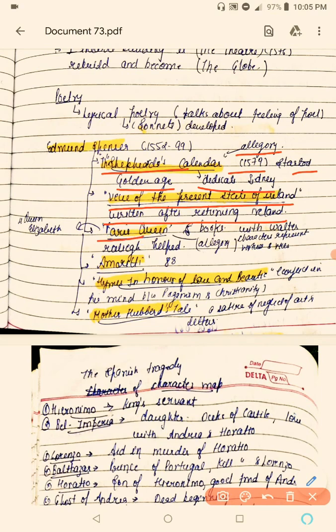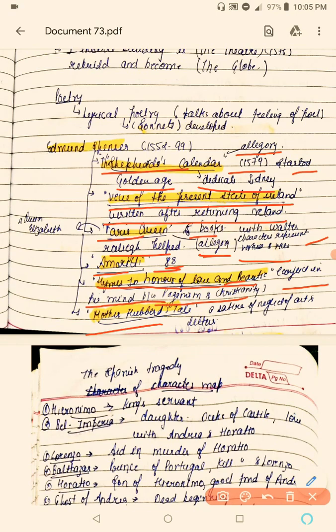Then The Faerie Queene. It was a book written with Walter Raleigh's help. It was an allegory, and the characters represent virtues and vices. Amoretti consists of 88 sonnets, hymning the honors of love and beauty, and depicting the conflict in his mind between paganism and Christianity.